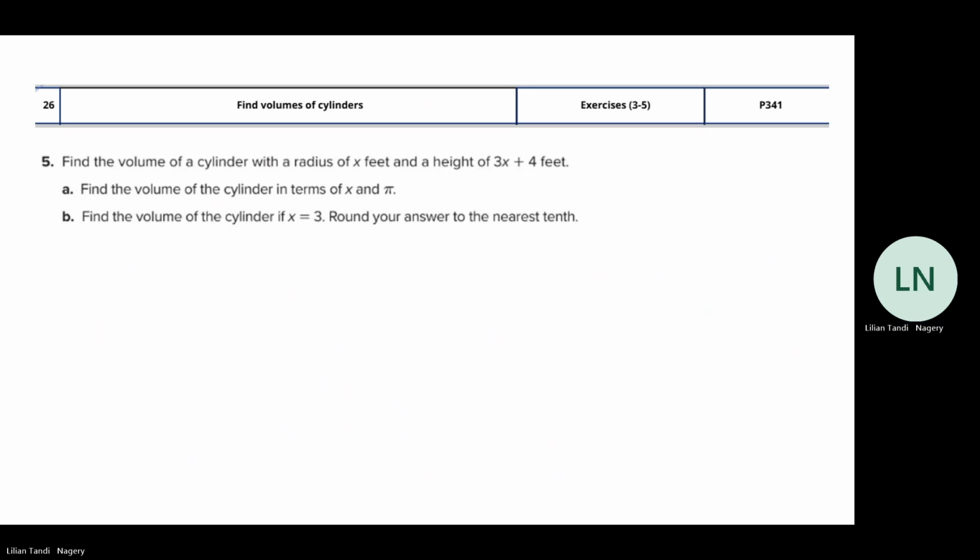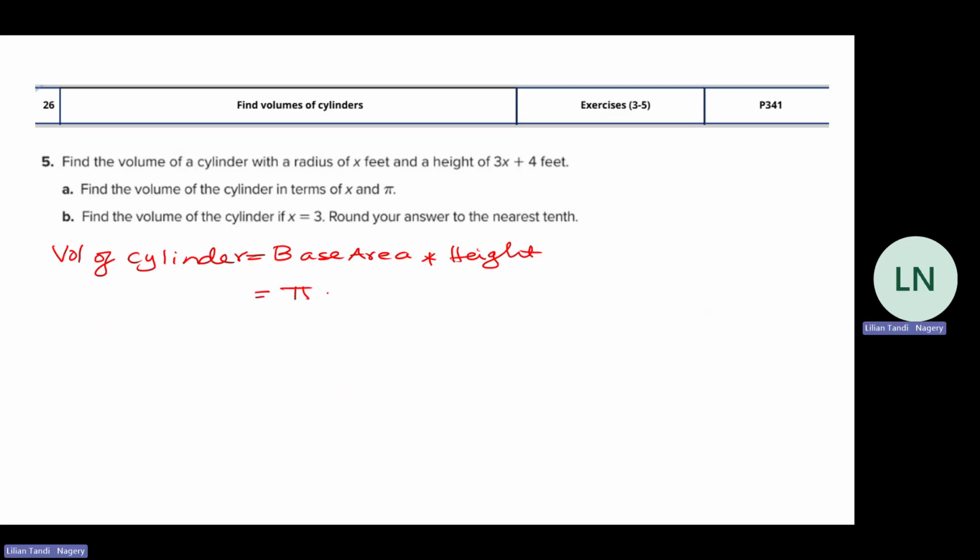Now here, we are finding volume of what? Cylinder. Okay. So volume of cylinder equals base area times height, which equals pi r squared height, which equals pi. Do I know my radius? Yes, my radius is x. I need to square it, and then I need to multiply with 3x plus 4.